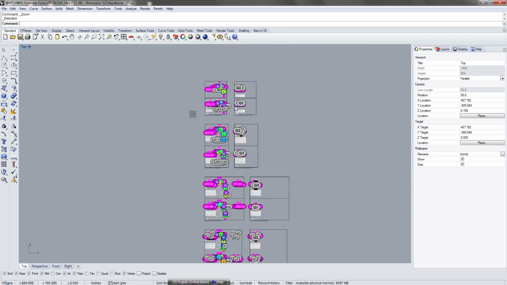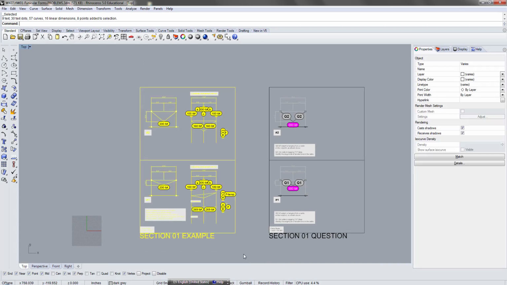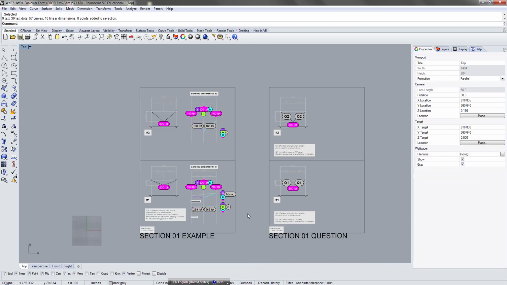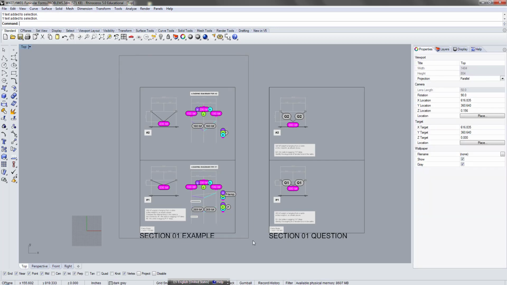For each section I put an example on the left side, which is what I'm going to explain in this video, and the question that's in the Google form is a variation of that example. So if you follow step by step what's in the example and understand it, then you should be able to solve the questions on your own.